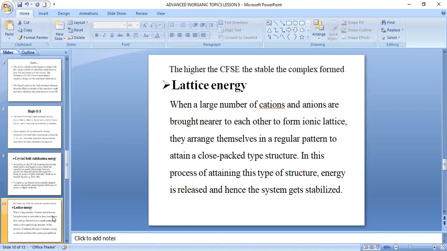Then the last factor is lattice energy. When a large number of cations and anions are brought nearer to each other to form an ionic crystal, they arrange themselves in a regular pattern to attain a close-packed type structure. In the process of attaining this type of structure, energy is released, and hence the system gets stabilized.